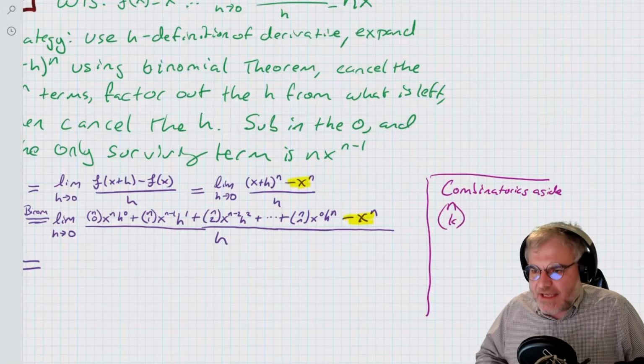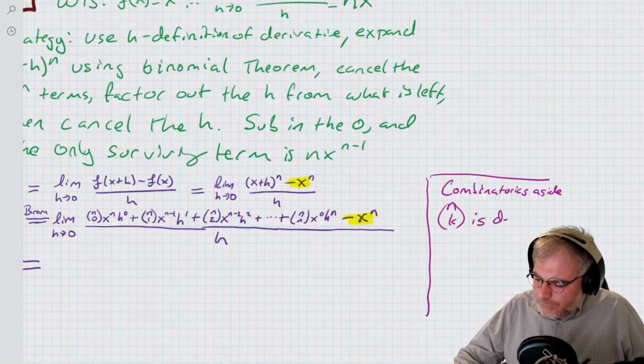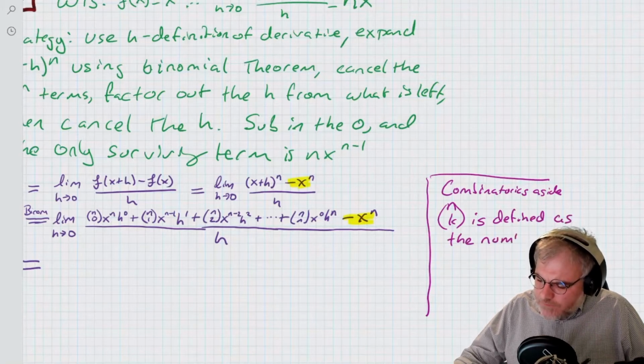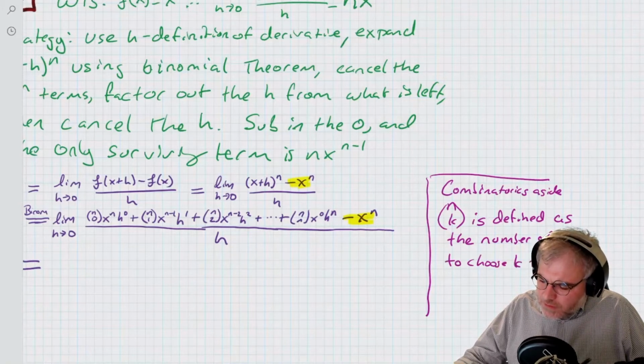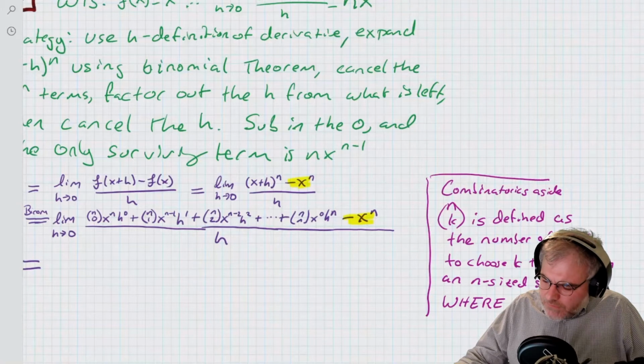So n choose k is defined as the number of ways to choose k things from an n-sized set where order does not matter.